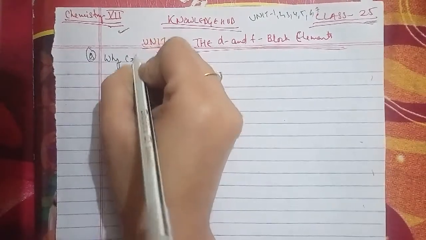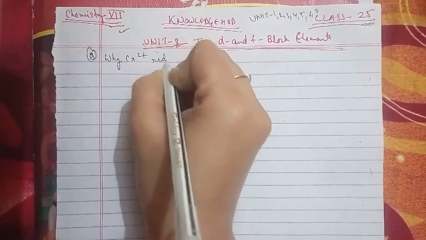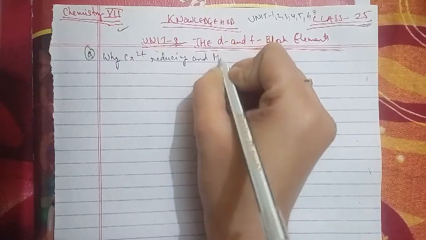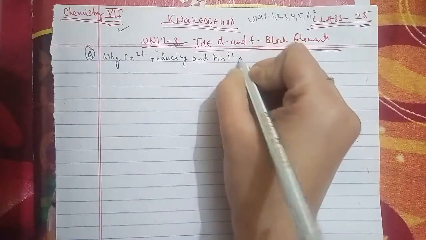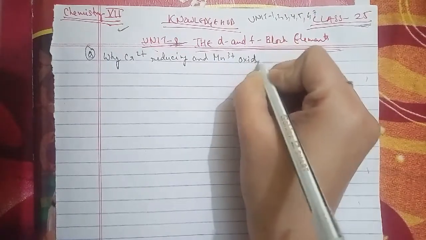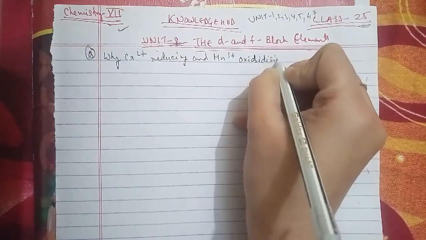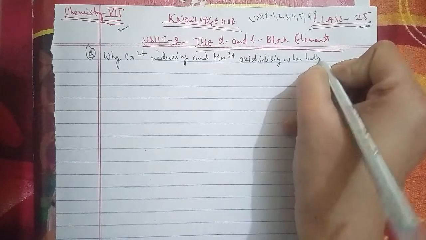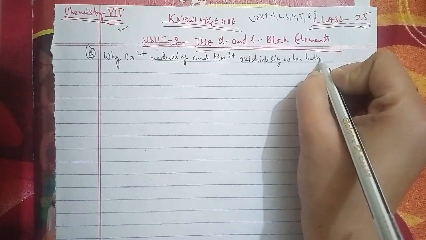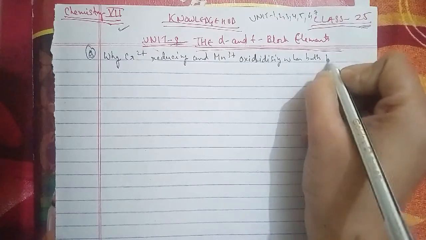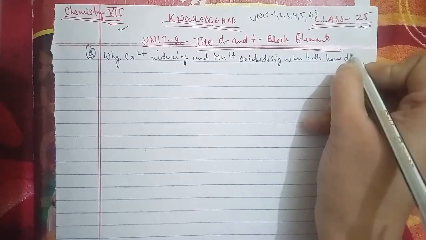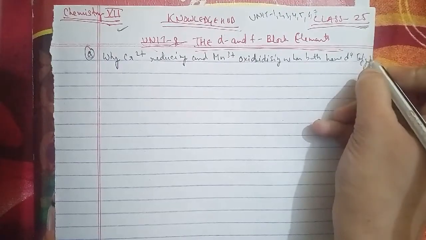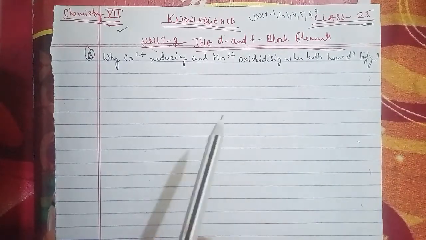Why Cr2+ reducing and Mn3+ oxidizing when both have d4 configuration? Okay, this is the question we have here.